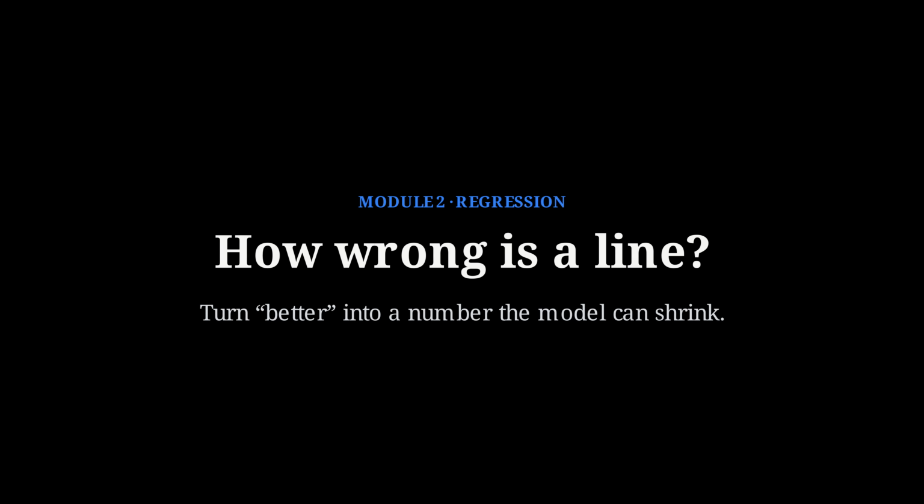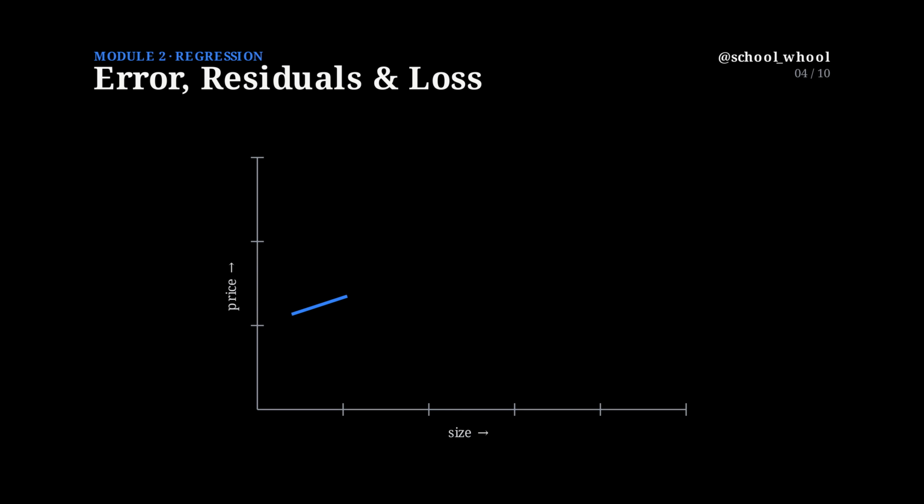We keep saying one line fits better than another. But better by how much? To improve a line, a computer needs to score it, to measure exactly how wrong it is. Start with a single house. The residual is the gap between the real price and the line's prediction.